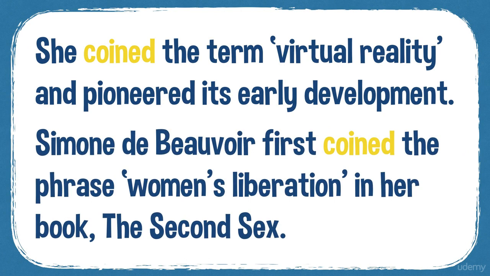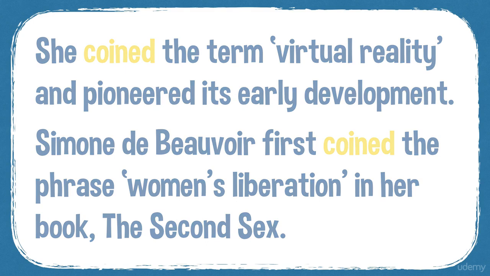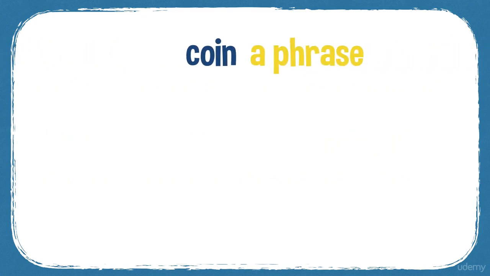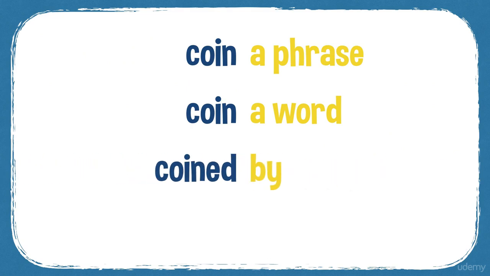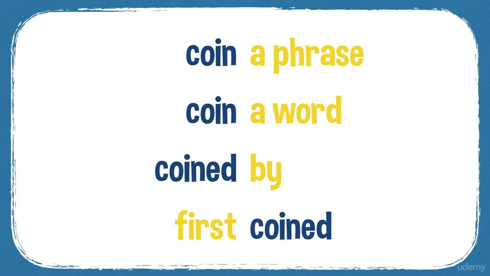Simone de Beauvoir first coined the phrase women's liberation in her book The Second Sex. So she was the first person to make the phrase, to invent the phrase women's liberation. So she coined a phrase. You can coin a word, and something can be coined by, so coin a phrase by, coined by. First coined.